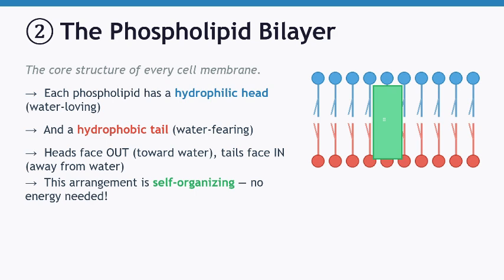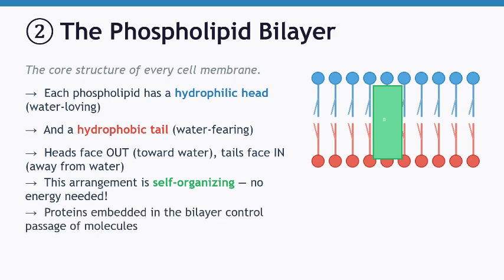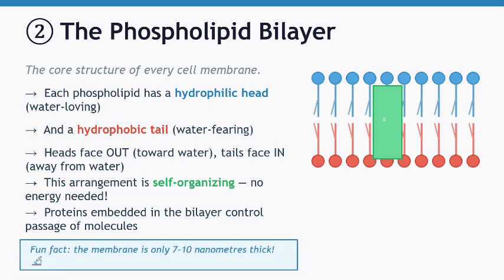And here's the beautiful part. This arrangement happens naturally, on its own, without any energy. The molecules just arrange themselves that way because of their chemistry. And this bilayer is only 7 to 10 nanometers thick, incredibly thin but incredibly powerful.